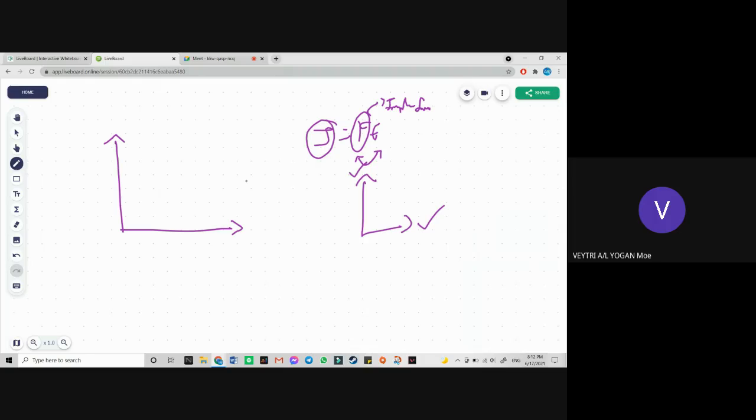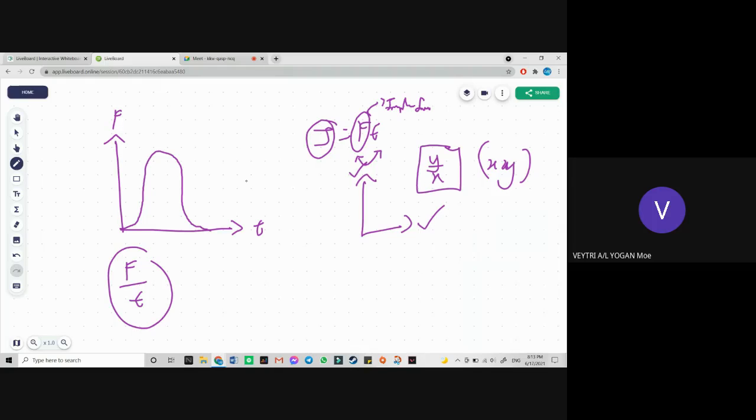Nak darab maksudnya apa? Area kan? Kalau gradient is bahagi sebab y over x, itu gradient. Kalau area is y times x, itu baru area. Okay. So, impulse punya graph is force against time. Usually impulse punya graph punya shape will be like a bell shape lah. Okay. So, nak cari impulse, you don't do divide.